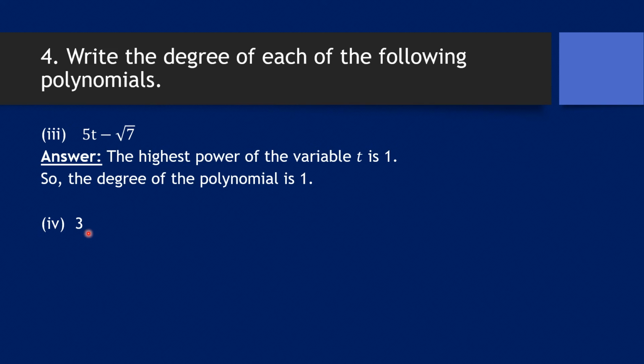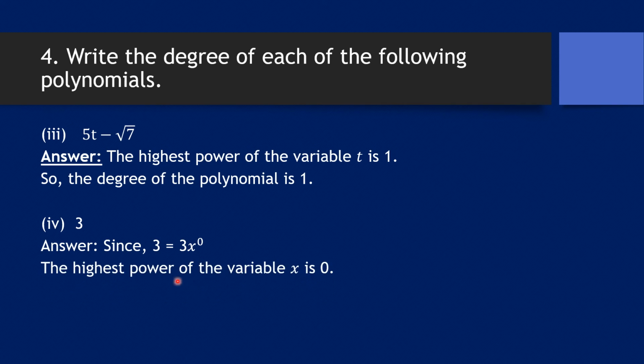Question number 4 is only a constant, that is 3. Since the power of any variable in this case is not there, it will be termed as 0. It can be written as 3 into x raised to the power 0, or 3 into any letter from a to z. Therefore, the highest power of the variable will be 0.